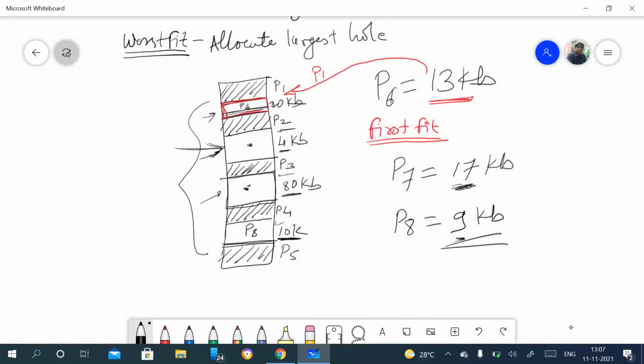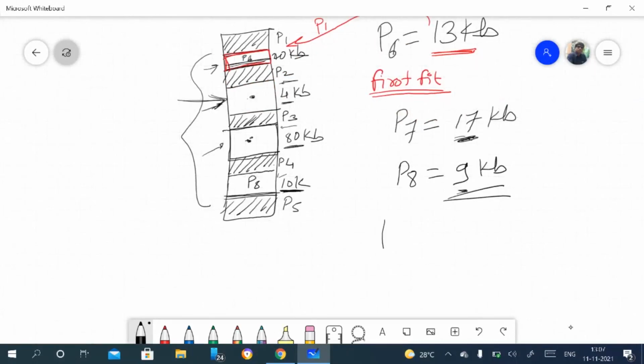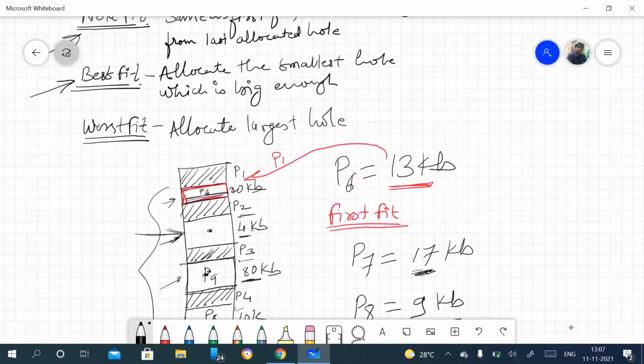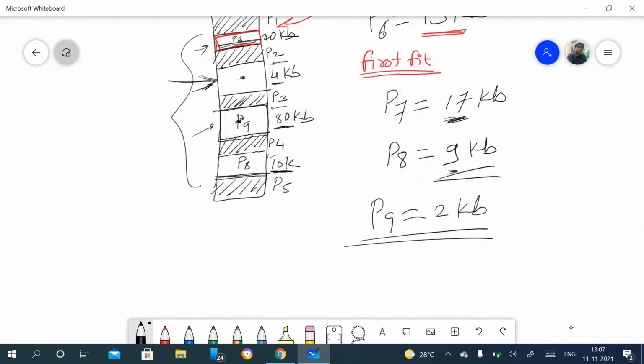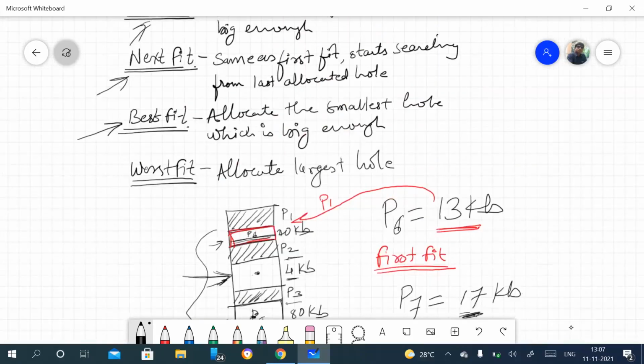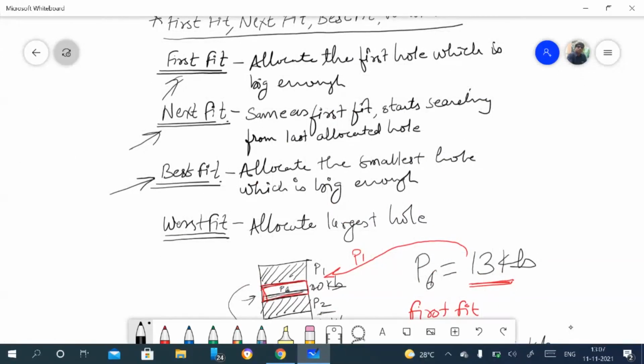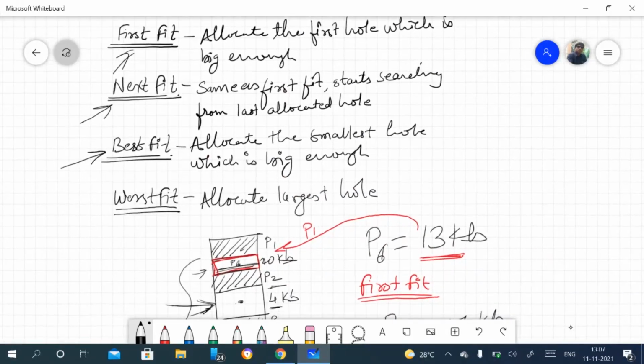And if you consider the worst fit, suppose the same diagram and process P9, and suppose only 2 kb is required. In this case, where can we store P9? Obviously it will be stored in the worst case into this 80 kb block. Have you understood this? This is very simple, the example you can consider here. You only need to understand the definitions. Once you understand the definitions, whatever the problem is, it will be easily solved.